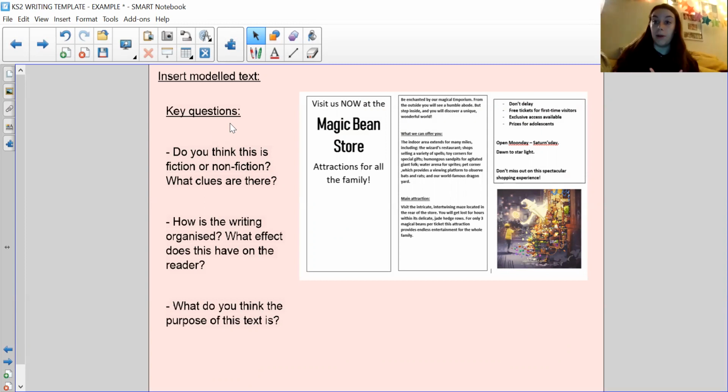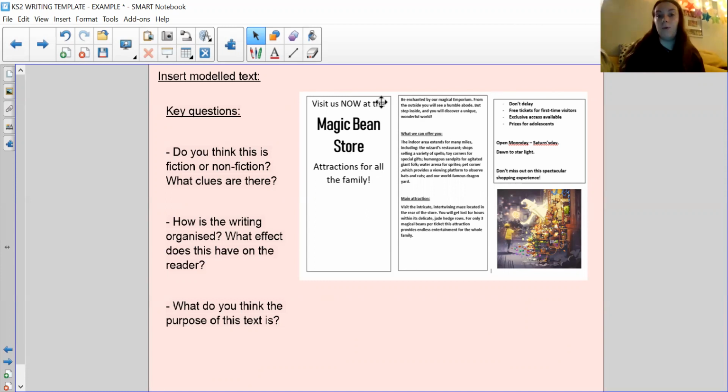Now, non-fiction or fiction? Well, leaflets can be both non-fiction and fiction. Usually they are non-fiction because they're asking you to come to something, to visit somewhere that is real. However, in this case, it's non-fiction. It's a non-fiction leaflet because the Magic Beanstalk doesn't really exist. It's not a real place. We don't have giants and trolls, but it's still a leaflet giving you information.